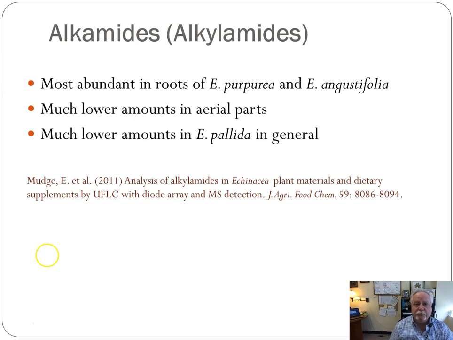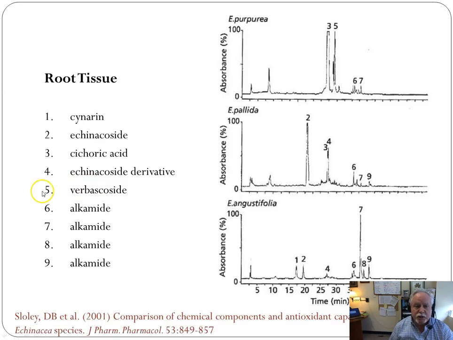But we tend to get a lot of variation. So we look at the alkylamides, and we see that they're most abundant in the roots of Purpurea and Angustifolia, and much lower in the aerial portions, and much lower in Pallida in general. And we can see that based on these numbers. If we look at the 6, 7, 8, 9 here, we do see some in Pallida, much more in Angustifolia, and to some extent Purpurea.